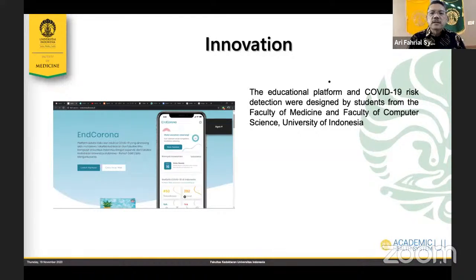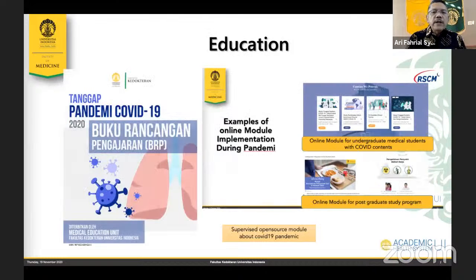COVID-19 risk detection designed by our Faculty of Medicine students and also joined with the Faculty of Computer Science students. And for education, we developed what we call online module implementations during the pandemic, and not only used by our students, but also shared with some Faculties of Medicine in Indonesia as well. And this module is also used by intensive doctors who are sent to some places in Indonesia.